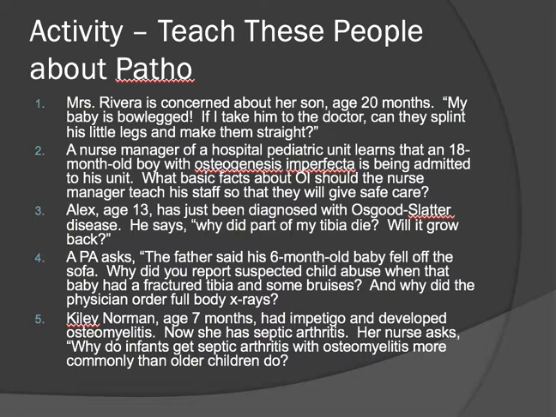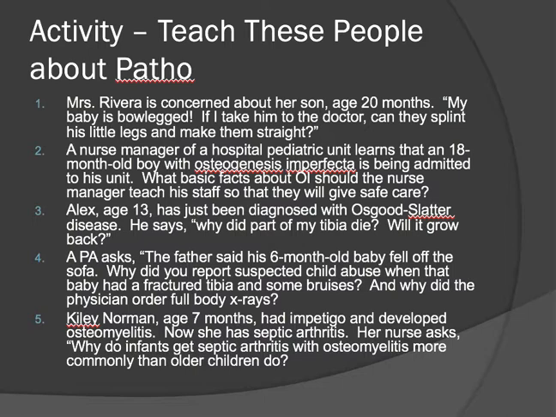Tibial fractures are very common. And anytime you suspect child abuse, you have to do x-rays to look for head trauma and other fractures. That's why we're going to typically do full body x-rays. All right, number 5, Kylie Norman had impetigo.